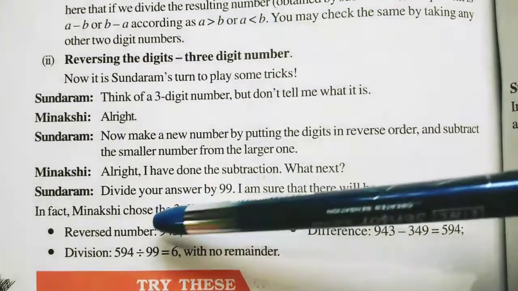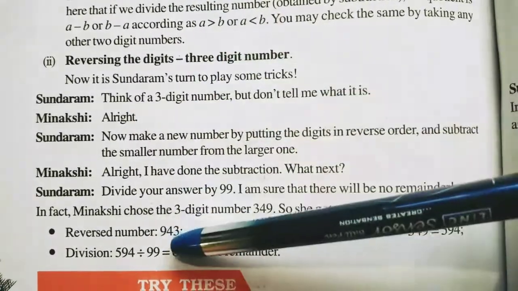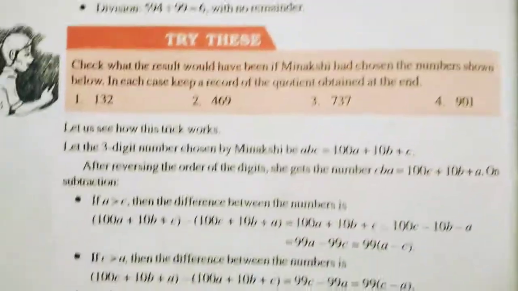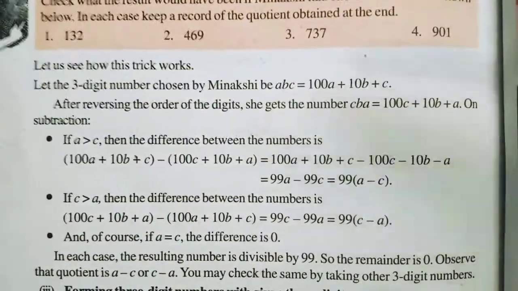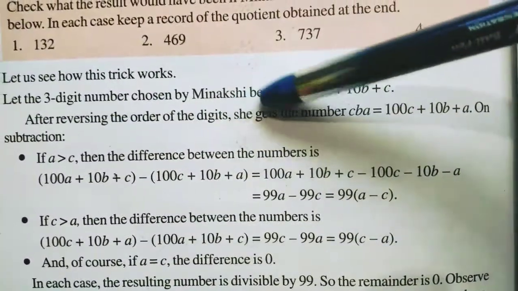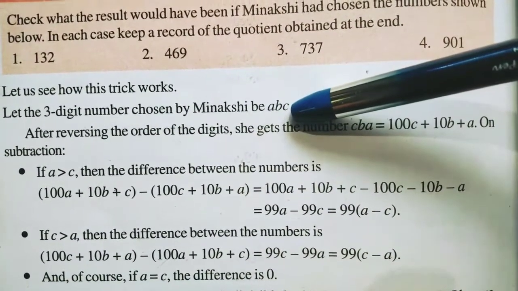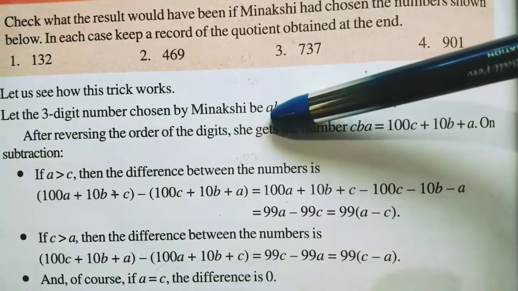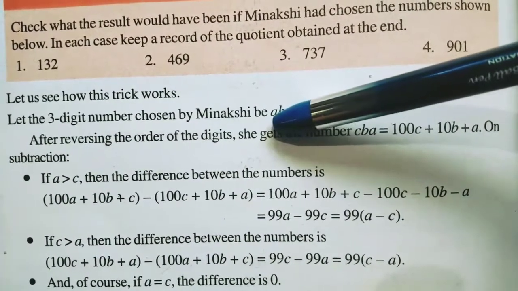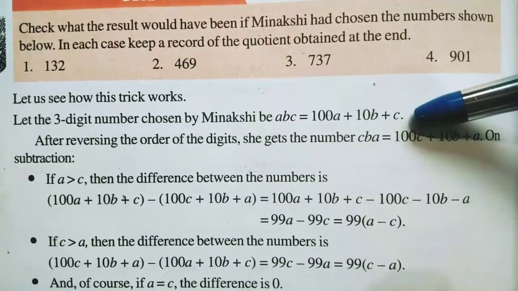So why did he say to divide by 99? In the case of a three-digit number, why is it said to divide by 99? Now let's see where the trick is. So here is the formula. Suppose the three-digit number is ABC. What is the general form of a three-digit number? A is in the hundreds place, B is in the tens place, C is in the ones place. So it will be 100A plus 10B plus C.